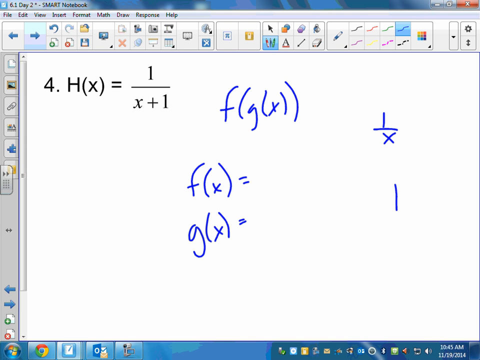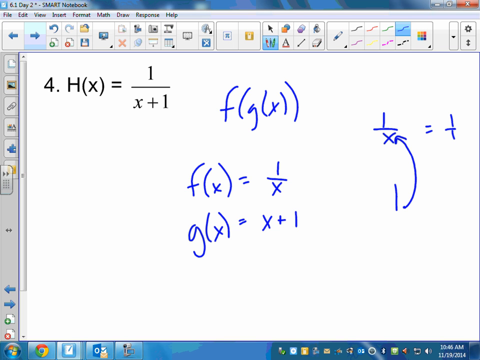I don't think I can get 1 over x plus 1 out of that, because if I take this and plug it in for this, do you agree that that just equals 1 over 1? And I don't have an x to plug in there. You're close. You're on the right track. If 1 over x is my outside function, what could I plug in for x that would give me 1 over x plus 1?